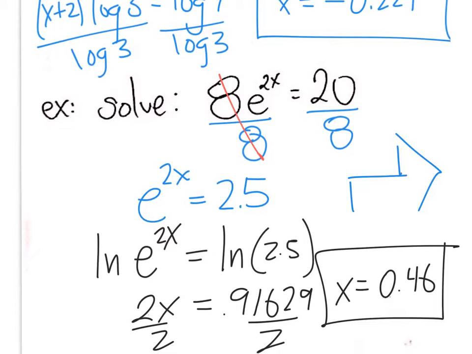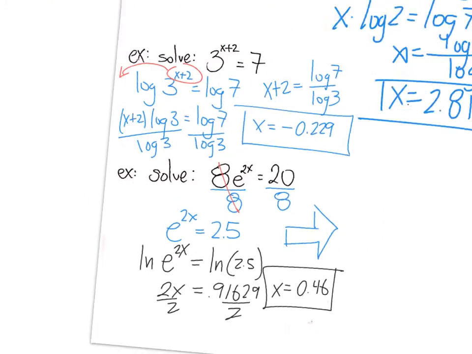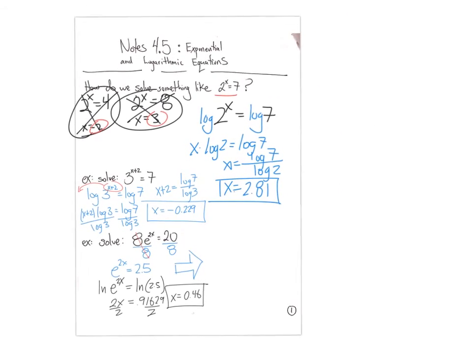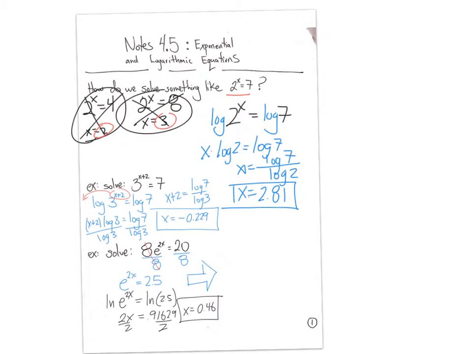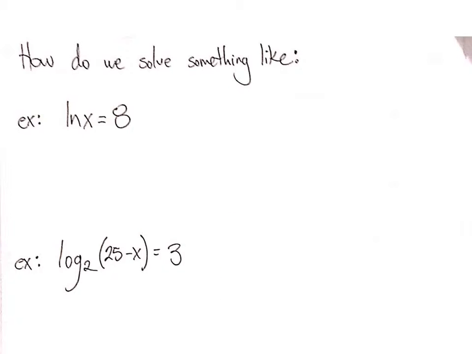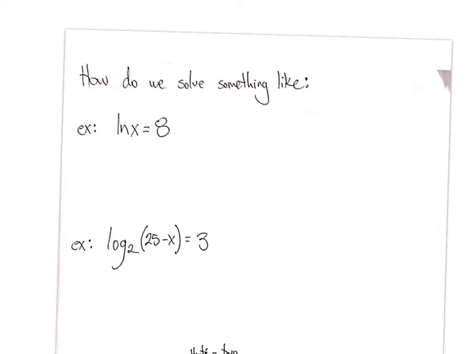Alright, so in summary, what did we do? We had equations where the variable is in the exponent. We simplified a little bit, took the log of both sides, brought the exponent down as coefficient, and then got our answer. So it's kind of cool for us as math people that the logarithm is useful in that way.